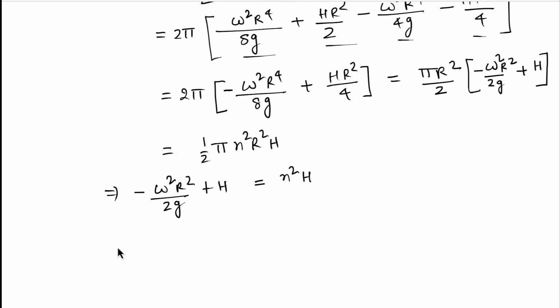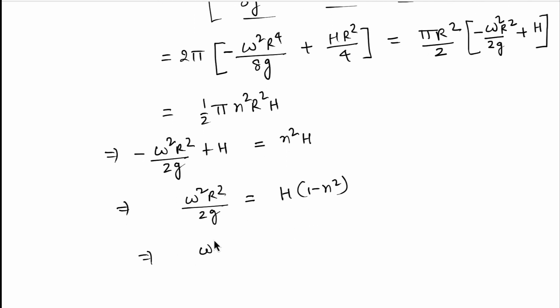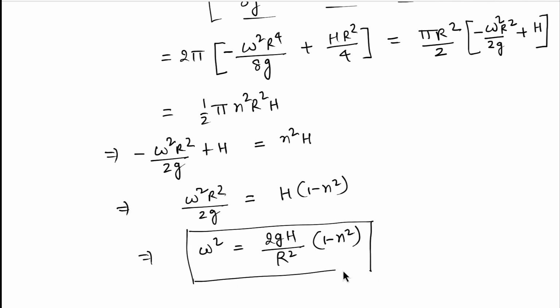Okay, which means omega square r square by 2g is equal to h times 1 minus n square. Okay, and finally omega square will be 2gh by r square times 1 minus n square, and that should be the final expression. Okay, so this is the answer.